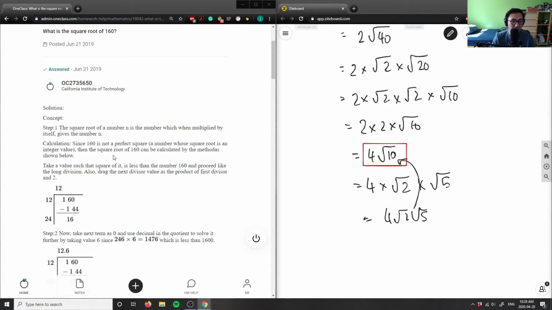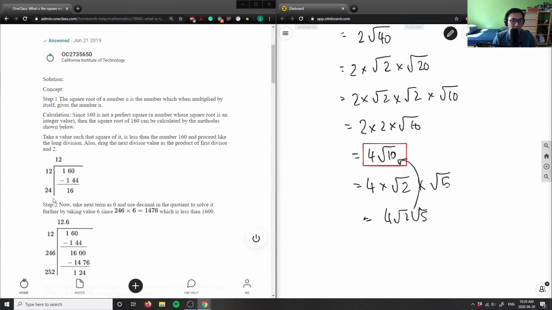Okay, let me just read. So take a value such that the square of it is less than 160 and proceed like long division. So the square of 12 is 144. Also derive the next divisor value as the product of the first divisor and 2. So this here becomes 24. Here, 12 times 2 is 24.